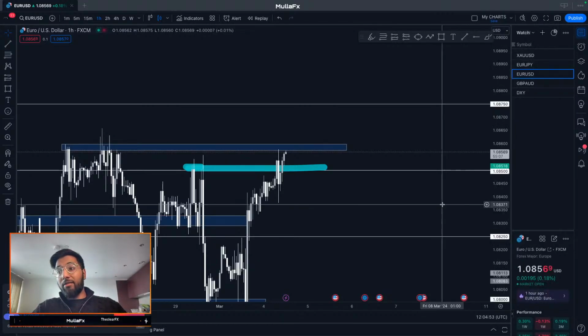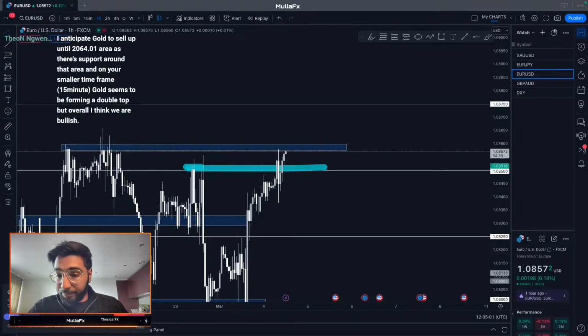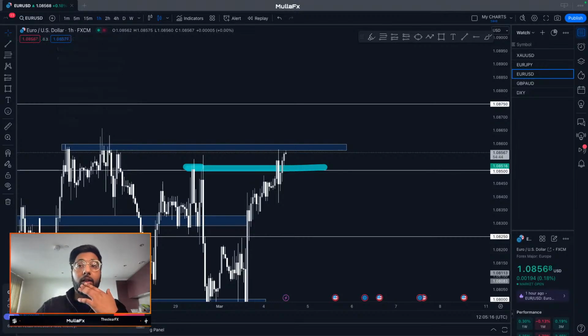If you want me to have a look at your charts, you're anticipating gold to sell up until the 2064.1 area, as there's support around that area, and on your smaller time frame, 50-minute gold seems to be forming a double top, but overall I think we are bullish. 100%. Let's look at gold.